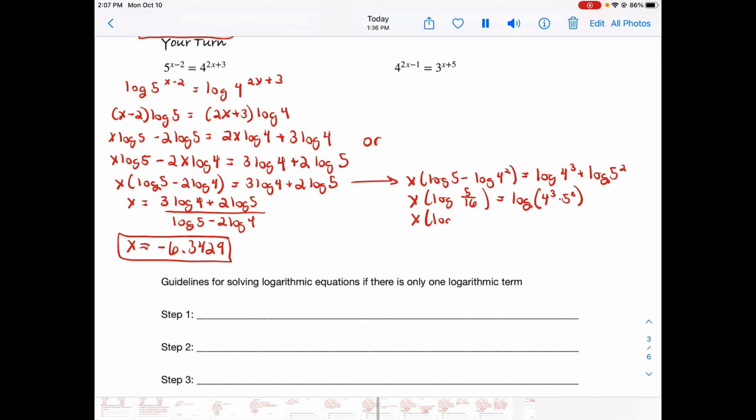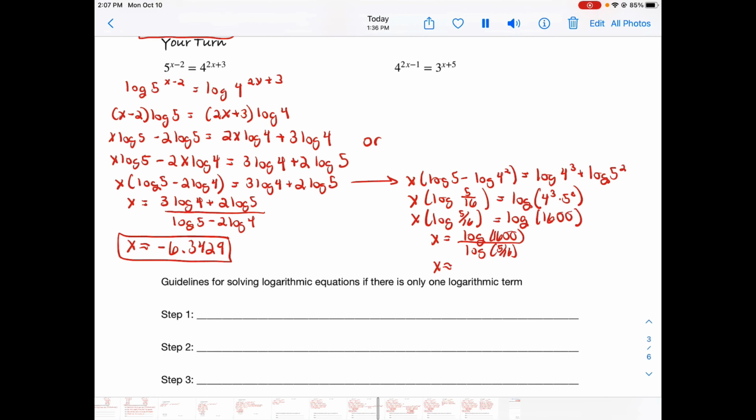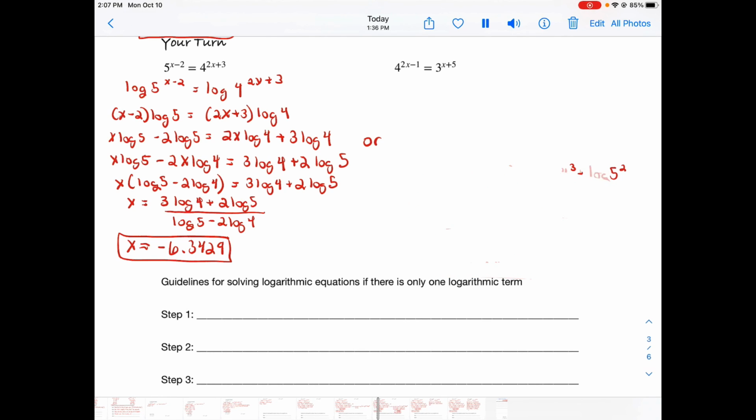I have x times log of 5 over 16 is equal to log, and then 4 cubed times 5 squared gives us 1,600. Then dividing each side by log of 5 over 16. And then I punch this into my calculator and I get the exact same answer. So notice it just depends on how familiar or how comfortable you are with the exponential rules, the properties of logarithms, and how effective you are with your calculator. So whichever technique you use is fine with me. So try your favorite technique for this next example.